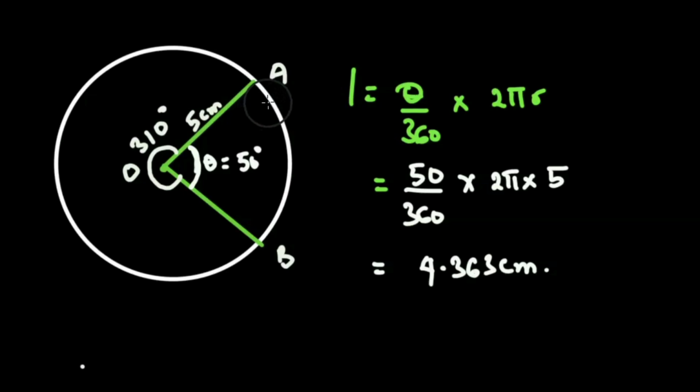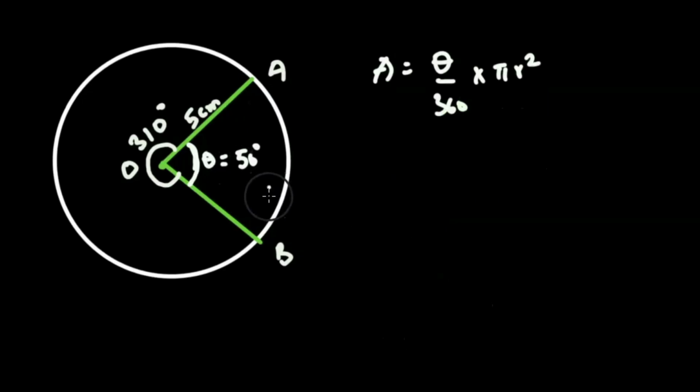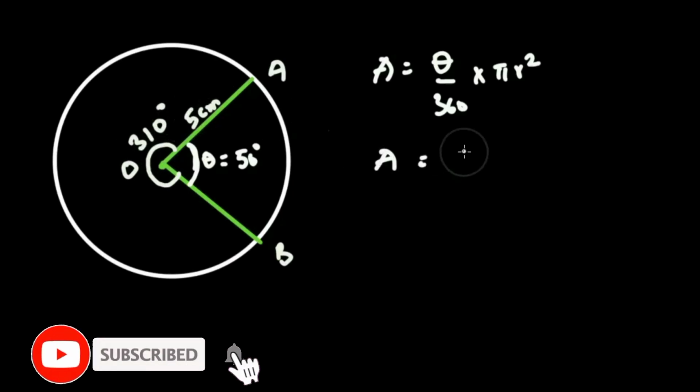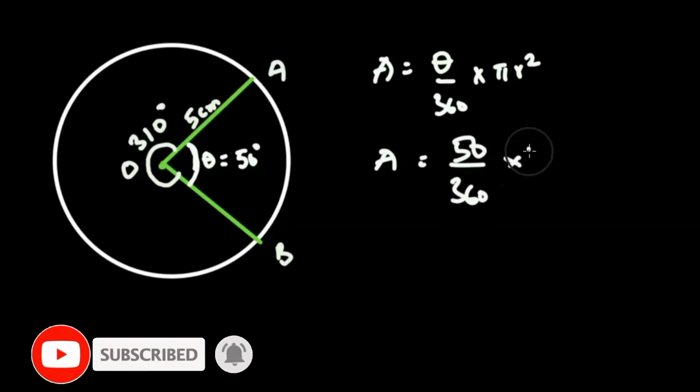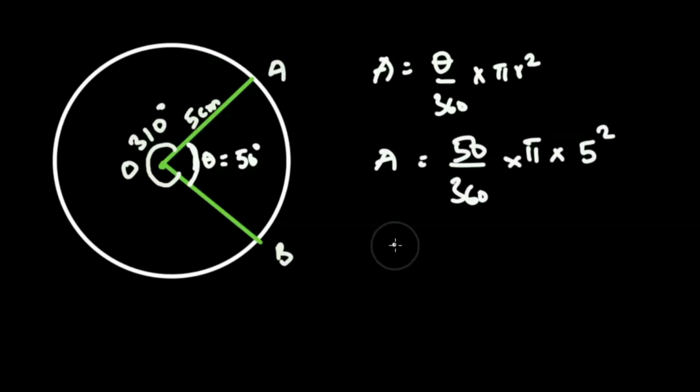Now, how do we calculate the area of the sector AOB? The area of the sector AOB is going to be equal to theta over 360 times pi r squared. For the area of the sector, we make use of the angle 50. If we are looking for the area of the major sector, we make use of angle 310 degrees. So the area of the sector will be 50 divided by 360 multiplied by pi multiplied by 5 squared. Typing that in our calculator, we get our area to be 10.908 centimeters squared.